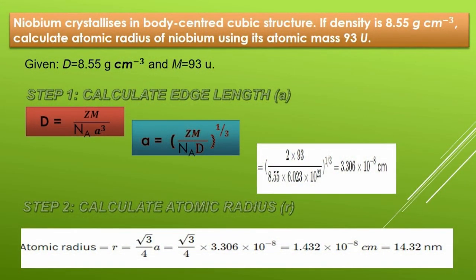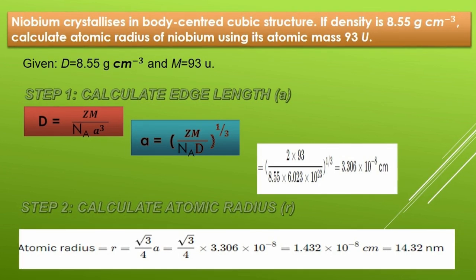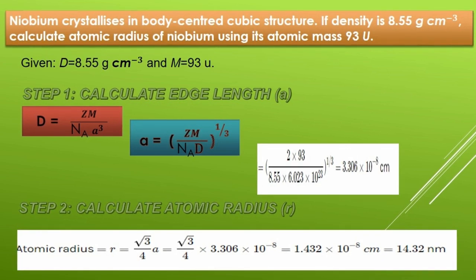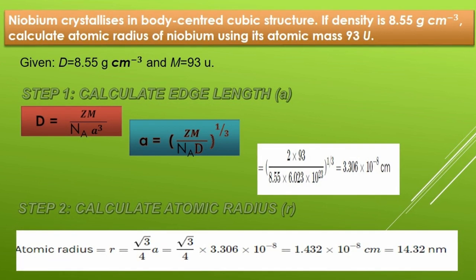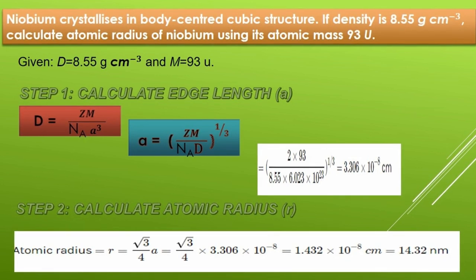Let us work out a numerical related to the density of the unit cell. Niobium crystallizes in body-centered cubic structure. If density is equal to 8.55 gram per centimeter cube, calculate the atomic radius of niobium using its atomic mass 93 unified atomic mass unit. So, from the question, they have given that the metal crystallizes in BCC structure and they have given the value of its density and its molar mass.